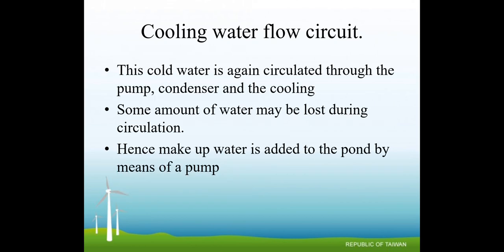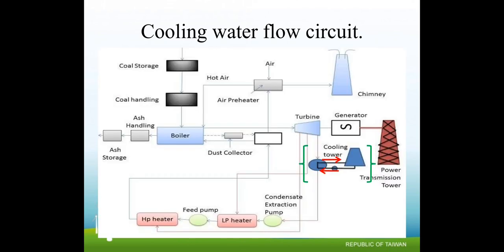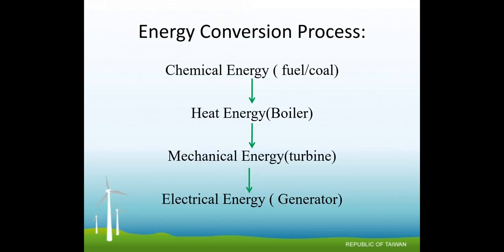The cold water is again circulated by the pump to the condenser and the cooling tower. Some amount of water may be lost during the circulation. At that time we can add some water with the help of a pump. The cooling water circuit is clearly explained in another video. I will upload that video, and you will see how to operate a cooling tower.